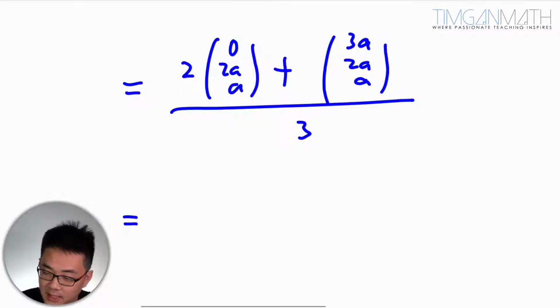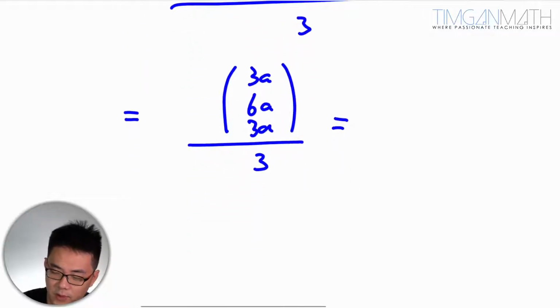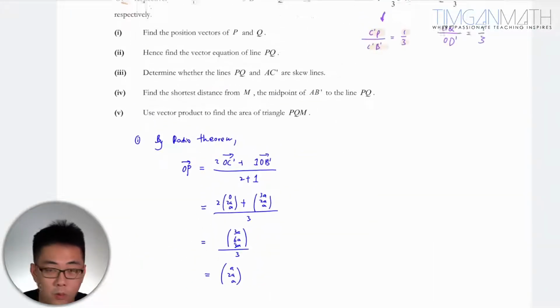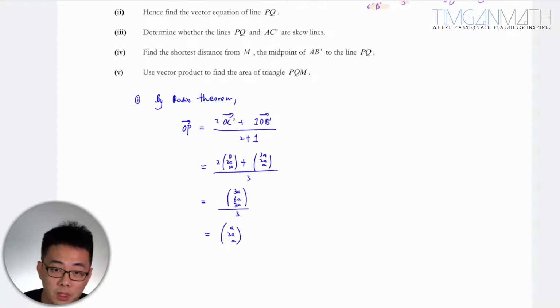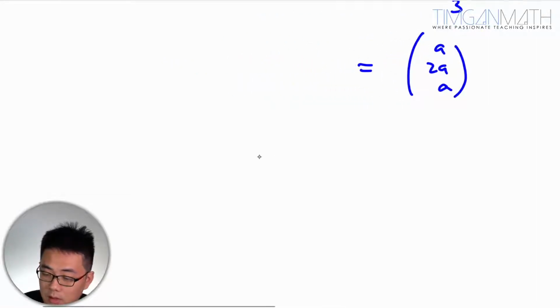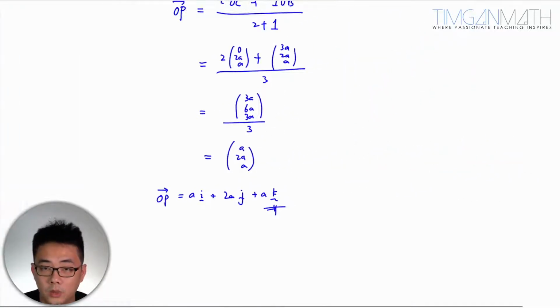What we'll get is this is 3a, this is 6a, then 3a, divided by 3. So this will just be divided by 3 throughout. This is a, 2a, and a. So what do they want? They want the position vector. So we can leave it as a column vector, or just write it down. OP is ai plus 2aj plus ak. Great. So this is OP.